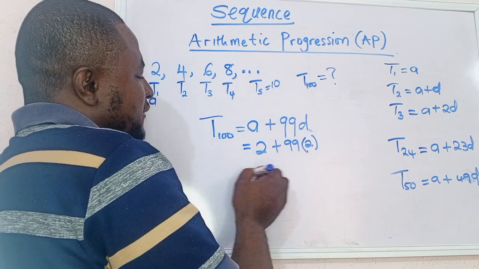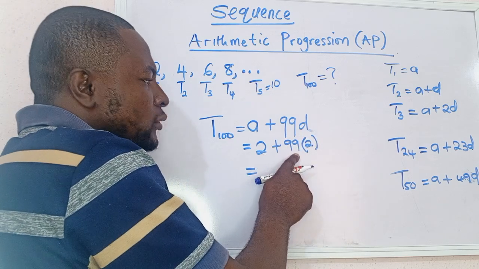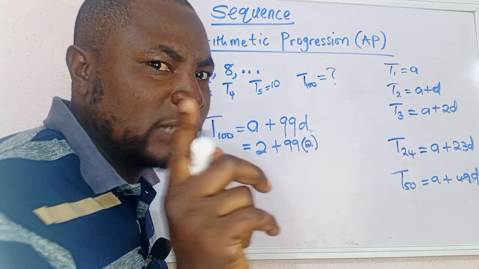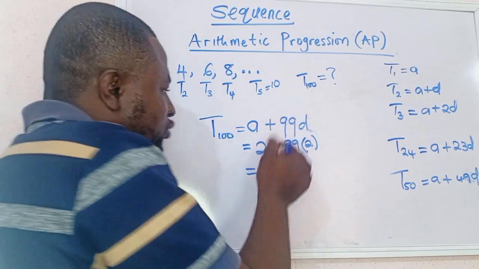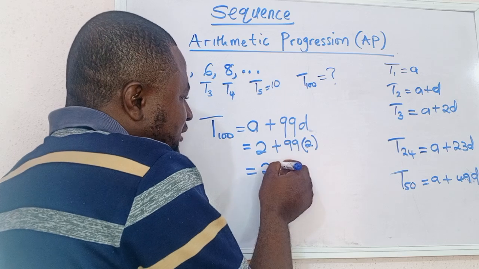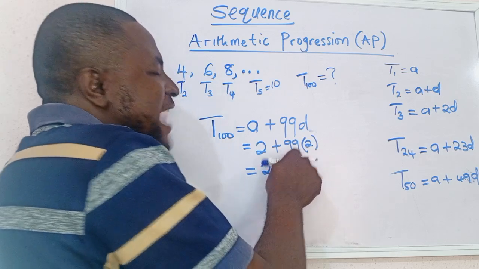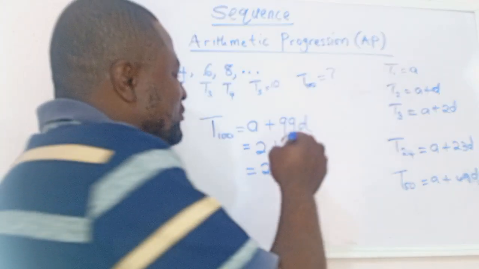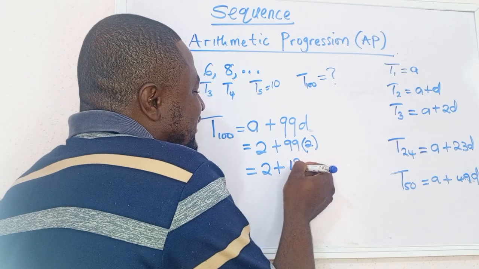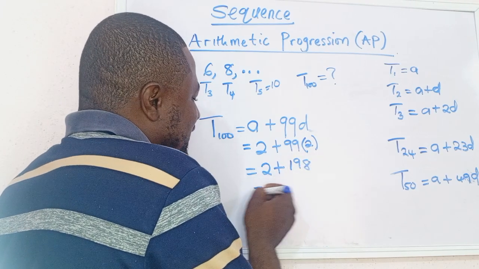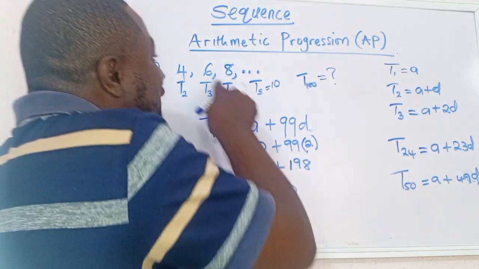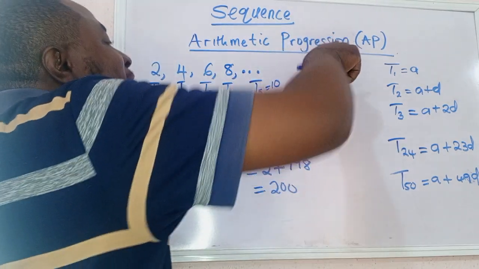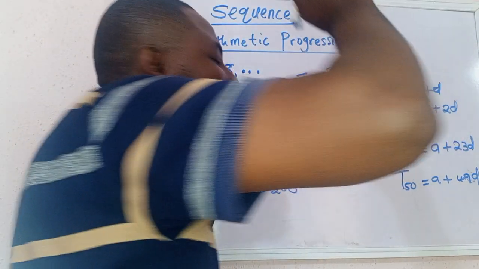So you see, of course, don't come and do 2 plus 99. It's a taboo. Don't do that, because you have to do multiplication first before addition. So you leave your 2. This is 2 plus, what is 99 times 2? That will give you 198. And when you add 2 plus 198, you have 200. It means as you continue this sequence, the 100th number is going to be 200.